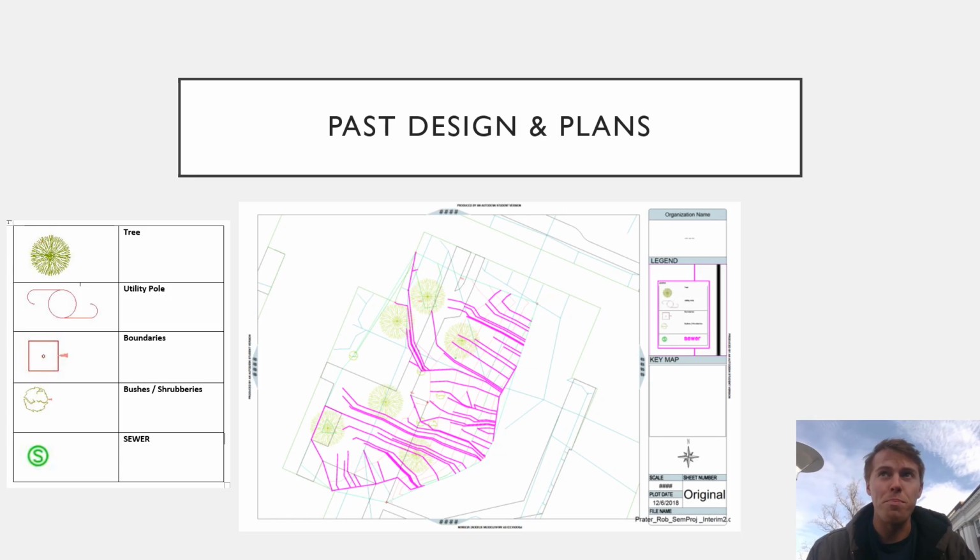Here you'll see the past design and plans in the given area. You'll see there are trees, utility poles, and a couple of boundary marks, denoted by the green line, and there are bushes scattered across the area, as well as sewer drains. These need to be taken into account when constructing our pad, as well as the water flow paths, but we'll get more into that later.